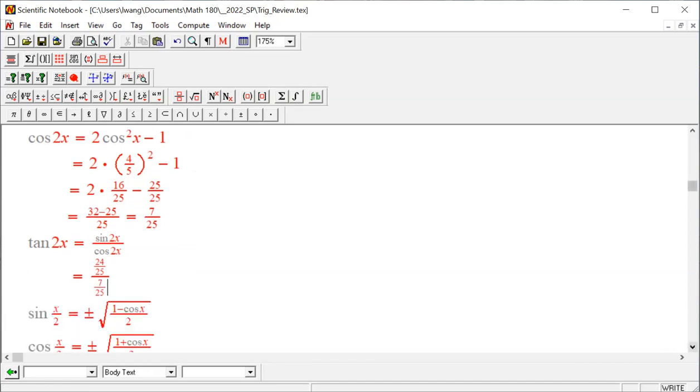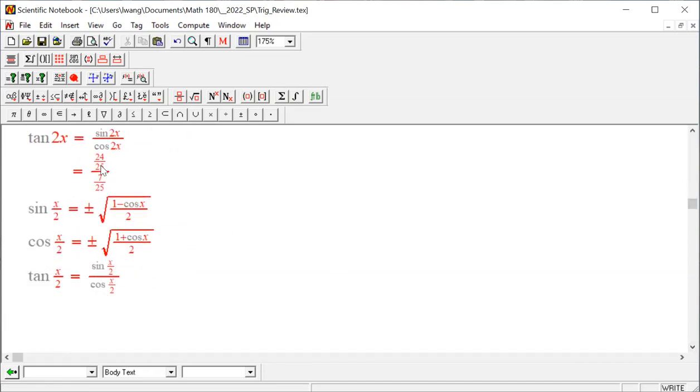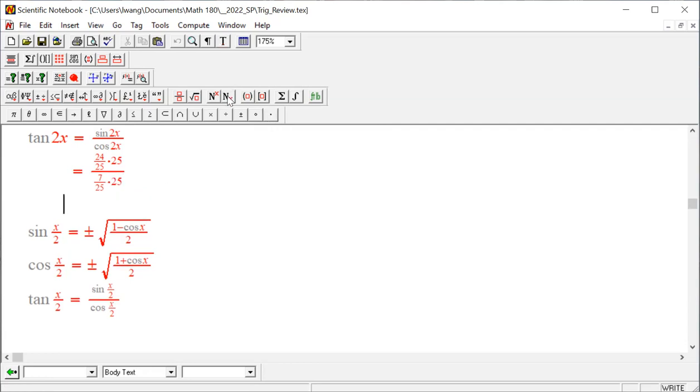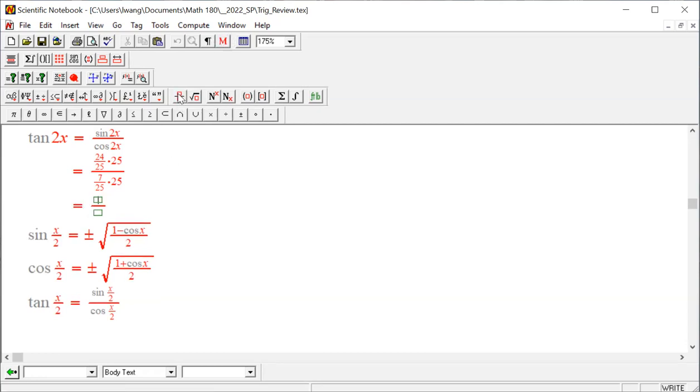Simplify this expression by multiplying the top by 25 and the bottom by the same number, as if we have multiplied by 1. So in the end, we get 24 over 7.